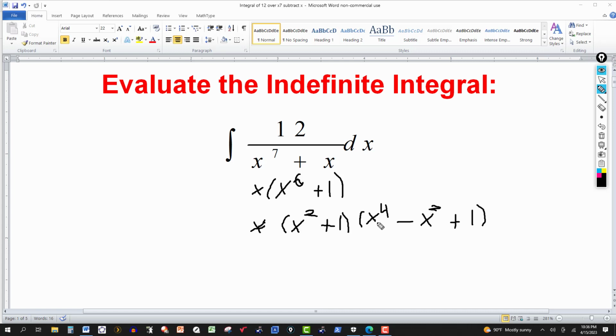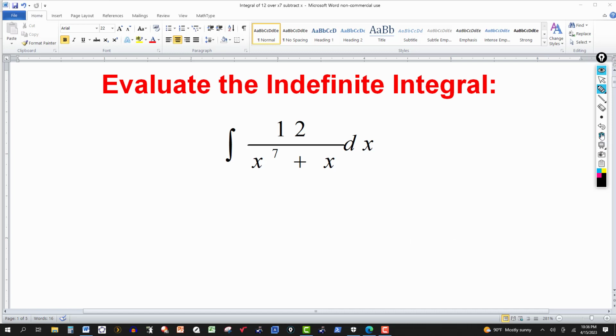But then I also have an x to the 4th, so I'd have to find a way to factor this into two irreducible quadratics. You might be able to do that, but I'm going to scratch this method here. I would suggest a substitution, u-substitution. You can pause the video and try it, and then I'll be back.